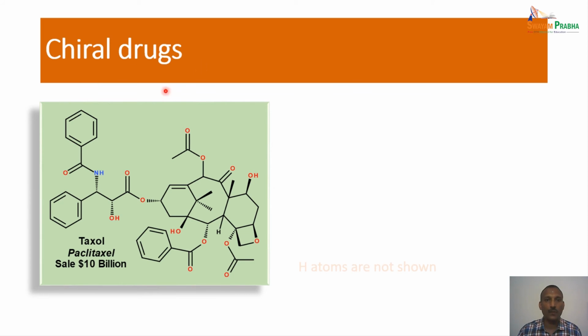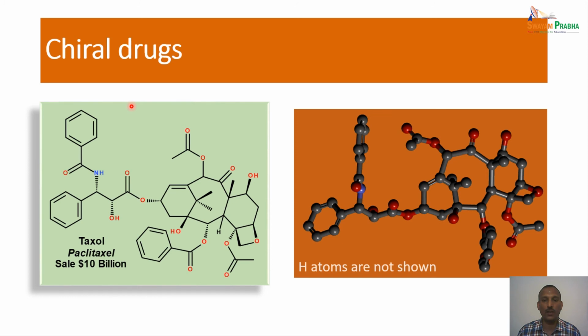In the study of pharmacological substances, chiral drugs are very important because they have a very specific action and metabolism involved in our body. So here for clarity, I have not shown the hydrogen atoms. This Taxol shown here has 10 stereogenic centers, and all the stereogenic centers are represented as shown here in this particular three-dimensional structure.